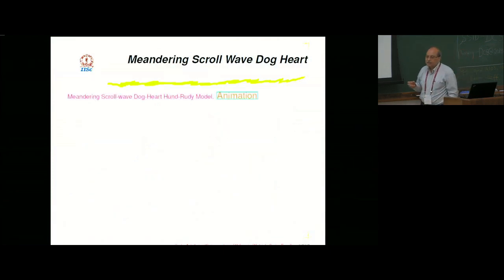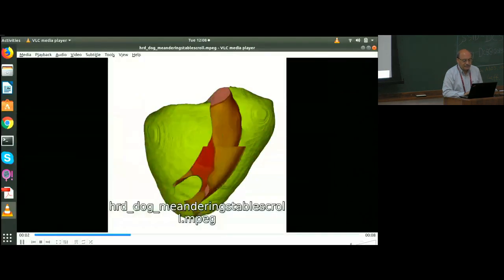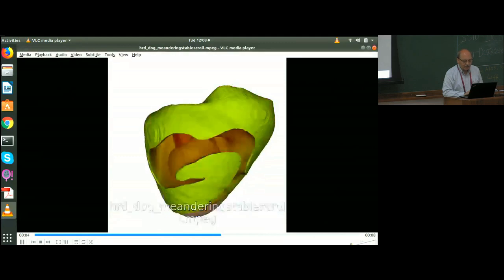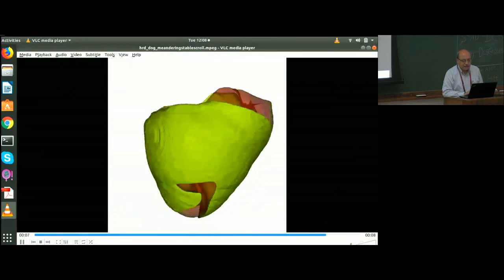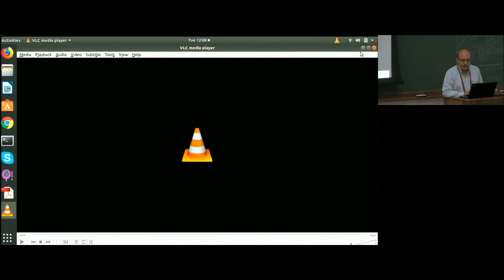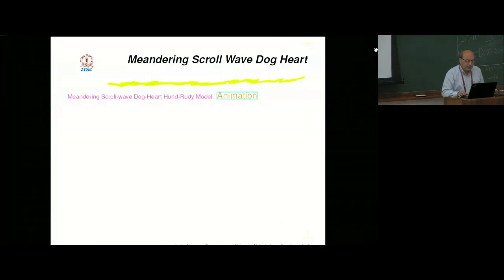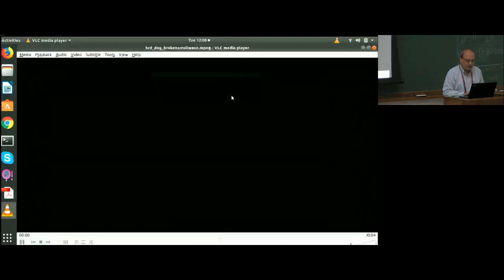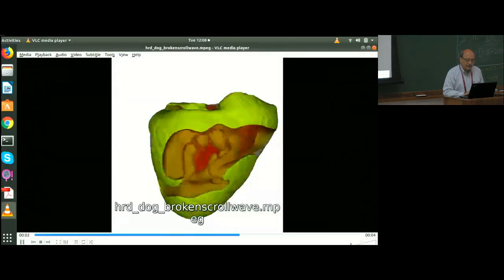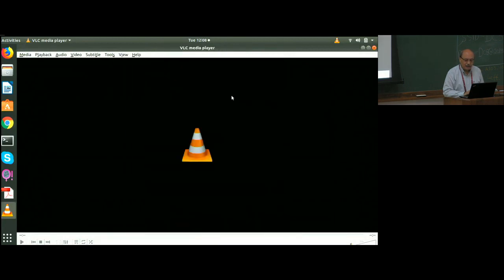I showed you some baby simulations on some anatomically realistic things. So this is a scroll wave in a dog heart model, the Hund-Rudy model, which is very complicated to write down. So let me show you one where there is a single scroll wave. This takes a lot of time on the petaflop computer that we have, for those of you who like high-performance computing. And then if you change parameters like conductances and so on, you get a broken spiral wave. This is again in a dog heart model.